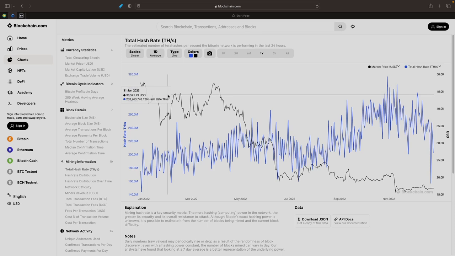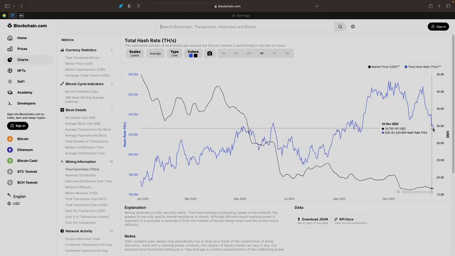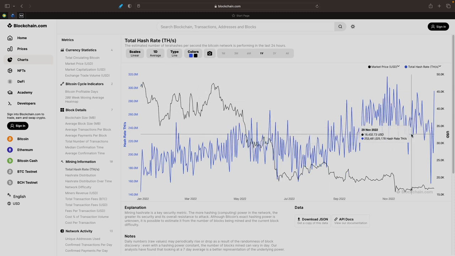See what's going on there. And if we adjust it, we're coming back down some more. 222 million terahashes right now. And that's on the 7-day average. On the 1-day average, we can see, ooh, had quite a bit of a spike here.